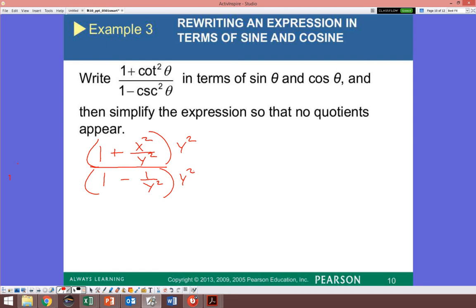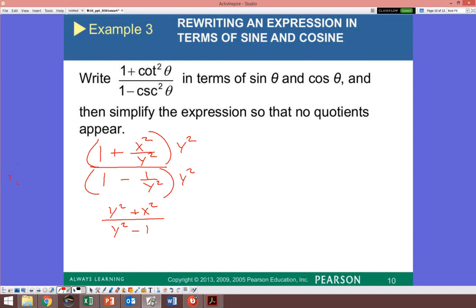So I'm going to distribute the y squared into there. 1 times y squared gives me y squared. Now, right here, what's going to happen? The y squareds cancel, don't they? So I'm left with just x squared. So that's plus x squared over, as I distribute here, I get y squared minus 1. There we go. So I've cleaned it up a lot just by doing that.